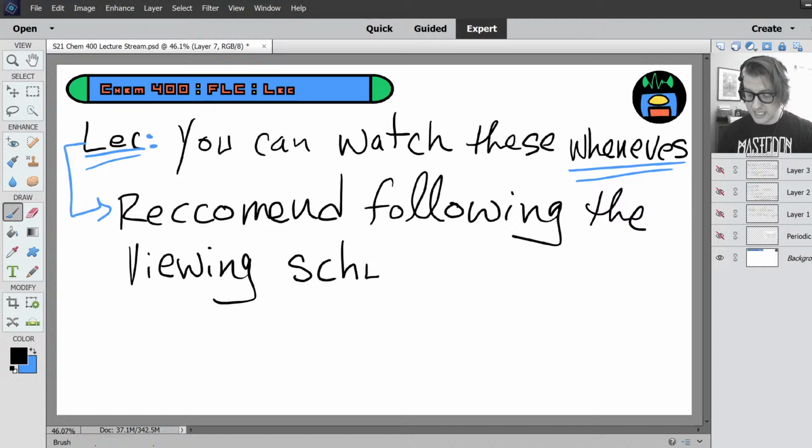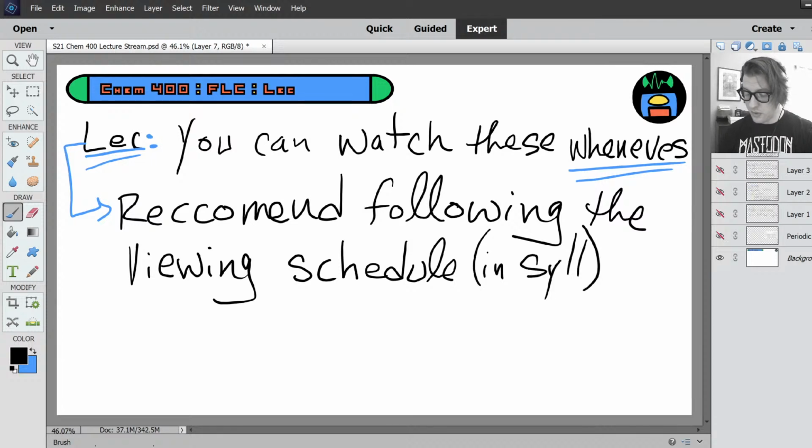And the reason I recommend this is, oh my goodness. Hang on. The reason why I recommend you follow the viewing schedule is the exam dates are coordinated around the viewing schedule. And so staying up with the viewing schedule will keep you on pace to have the material covered to take the exams on time. If you fall behind, the exams won't be pushed back. So you will have an exam on material that you are not prepared for. So that's why I recommend following the viewing schedule.